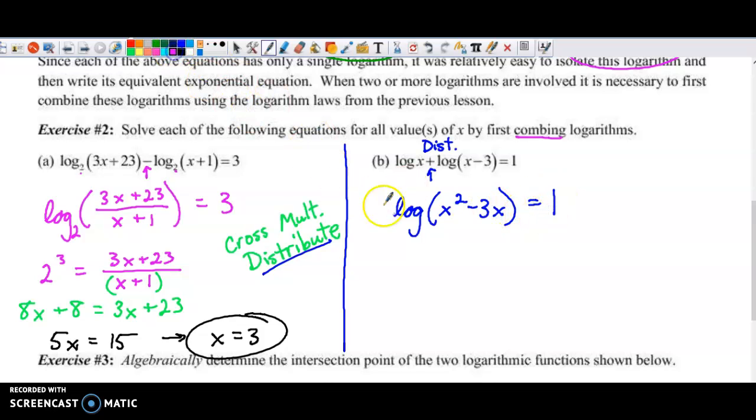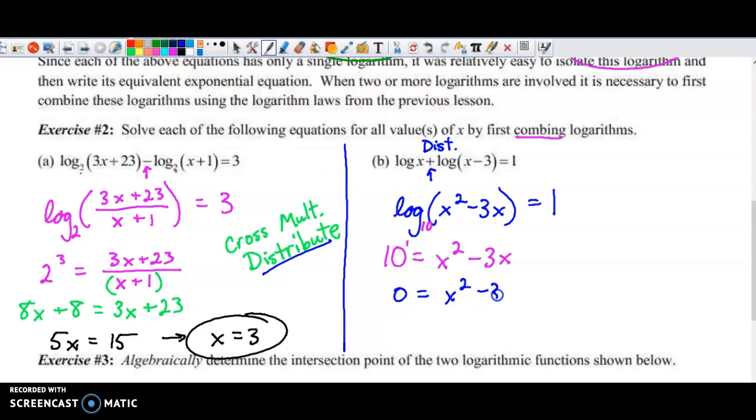And remember, there's an implied base in this problem of 10. So x squared minus 3x is equal to 10 to the first power, which is just 10. And now we can use our knowledge of quadratics.